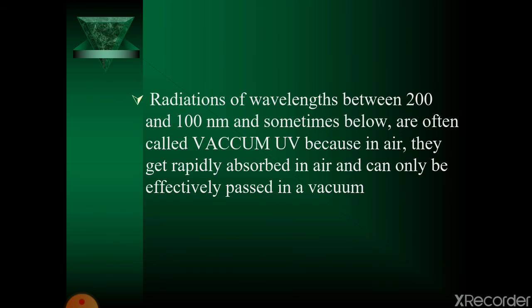Radiations of wavelengths between 200 and 100 nanometer and sometimes below are often called vacuum UV because in air they get rapidly absorbed and can only be effectively passed in a vacuum. That is why we say vacuum UV.